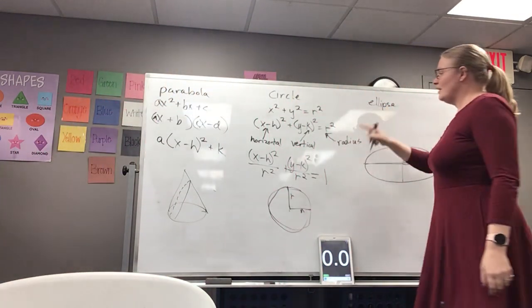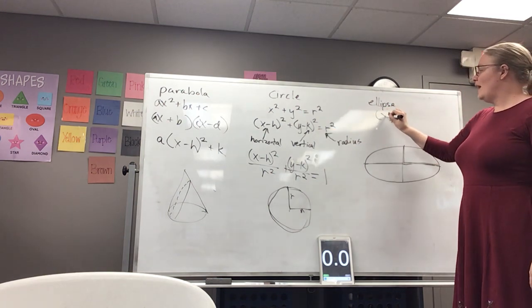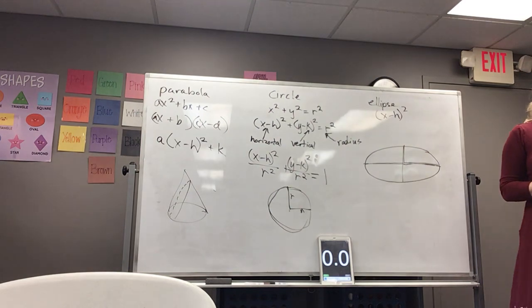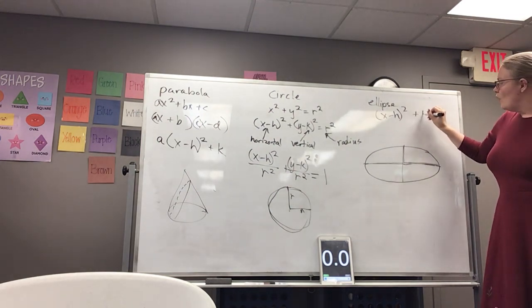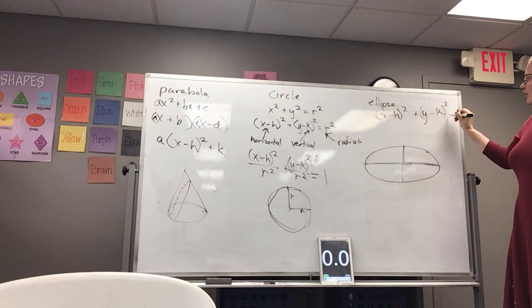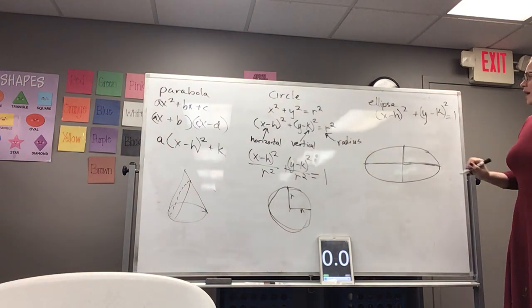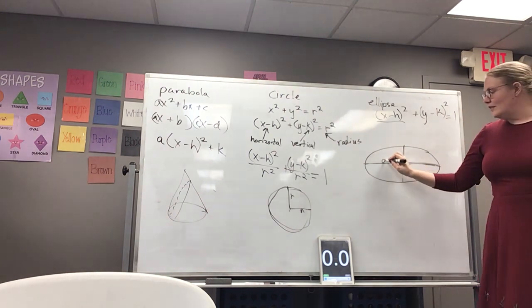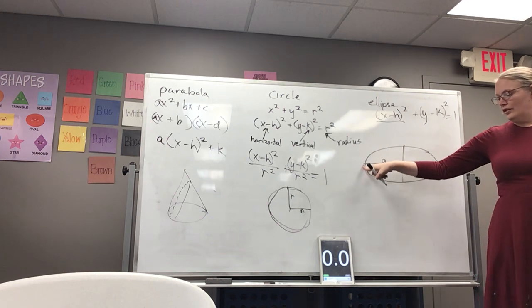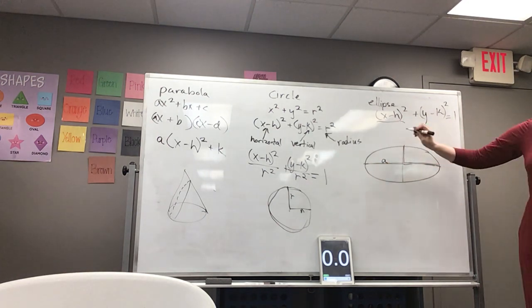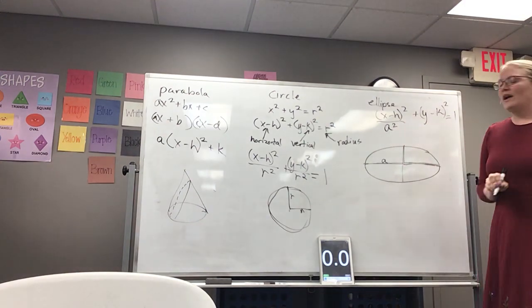And so the top is exactly like our circle. We're going to have x minus h talking about the horizontal shift. We're going to have y minus k talking about the vertical shift. But it's going to be equal to 1. And for our x, if this is the distance a from the center over to the outside, our horizontal distance is divided by that a squared.